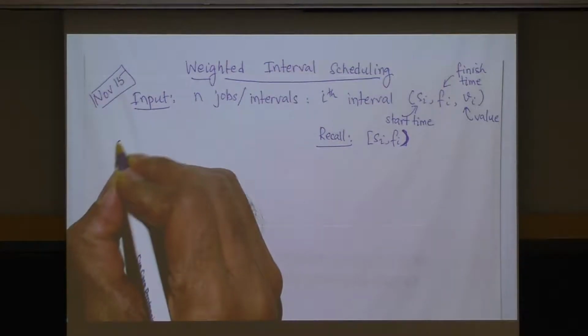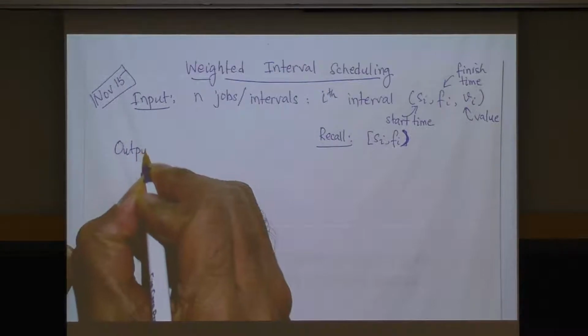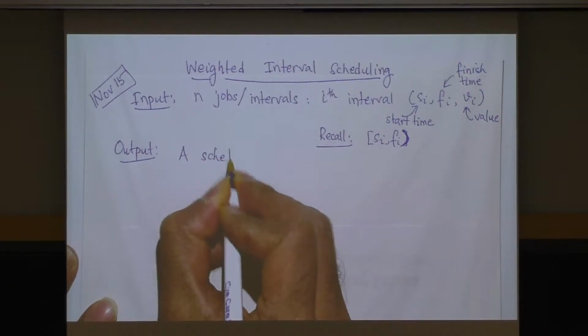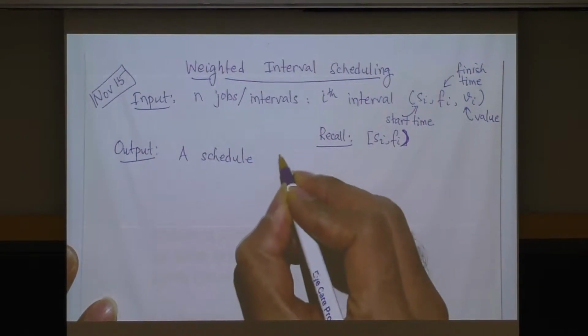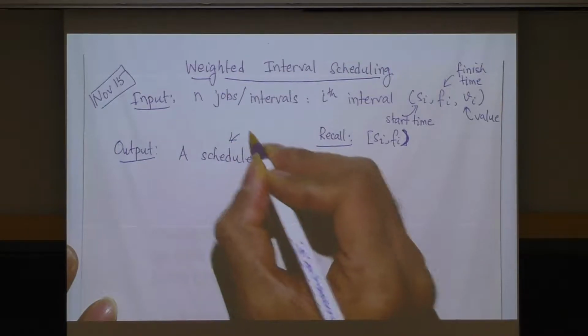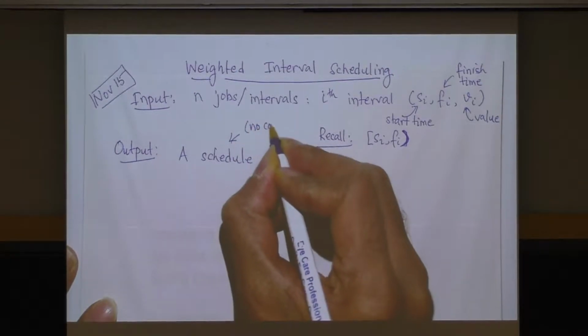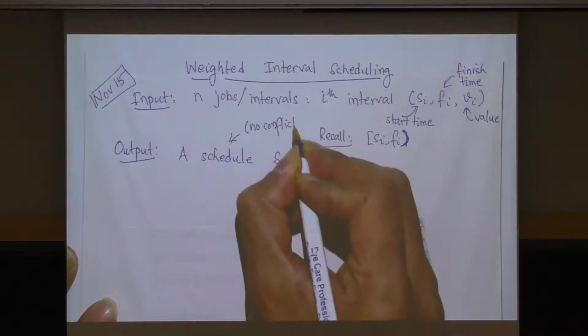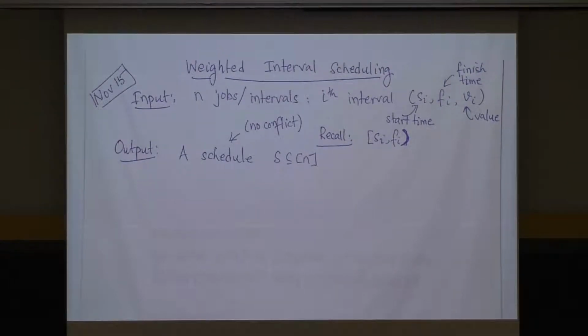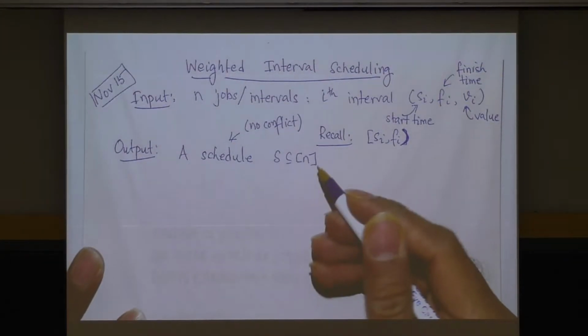And your output is a schedule, which is a subset of the intervals, and by definition schedule means there is no conflict. And the definition of conflict is exactly as it was for the interval scheduling problem. Two intervals conflict if they overlap, if you draw them out on time.